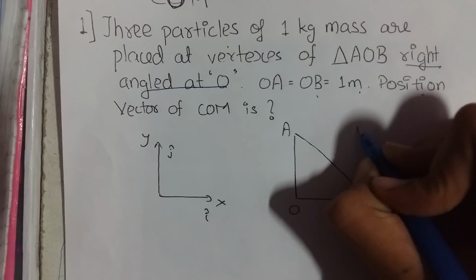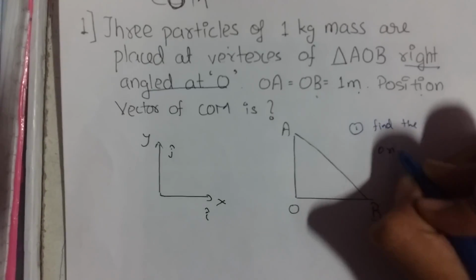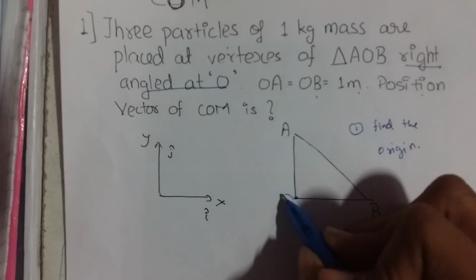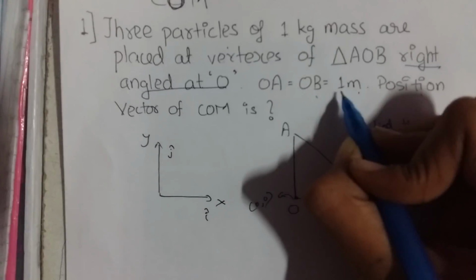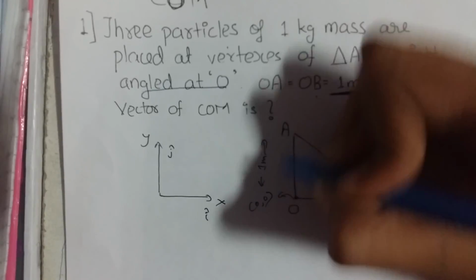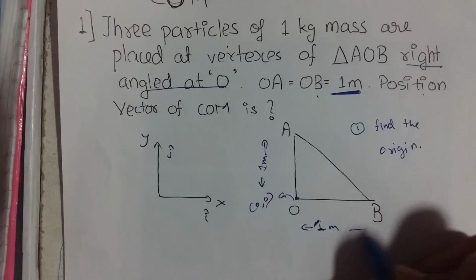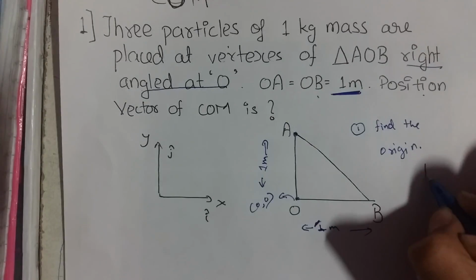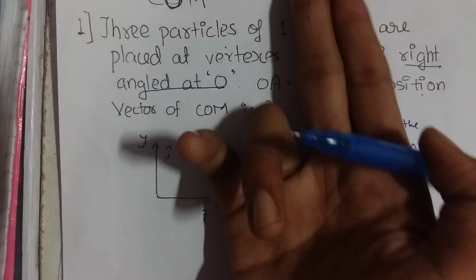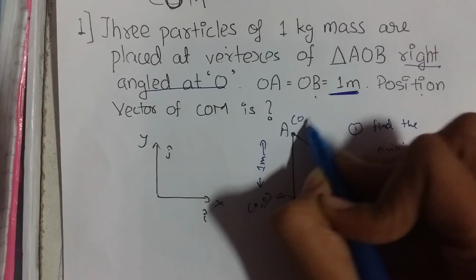Now the first step you're going to do is find the origin. So let us assume this as origin, let us assume this as 0, 0. Now we are given this as 1 meter distance, so this is 1 meter and this is also 1 meter. So this is going to be in the y direction, as we take the axis as x in the horizontal direction and y in the vertical direction. So this is going to be 1, 0, whereas this is going to be 0, 1.